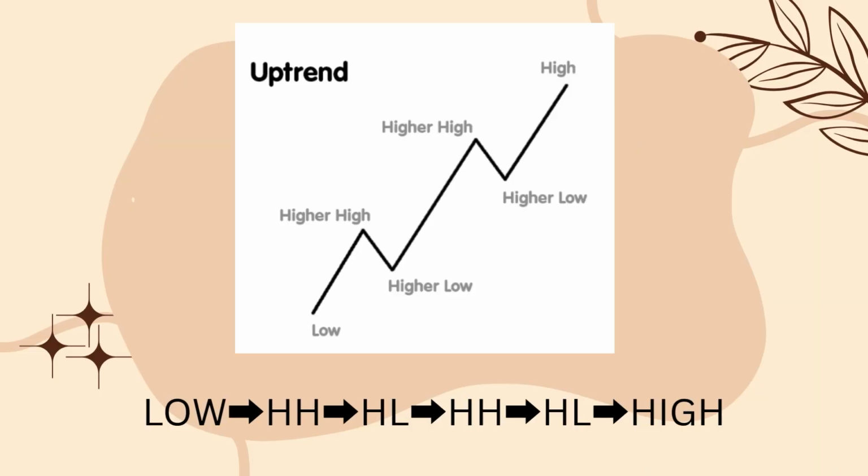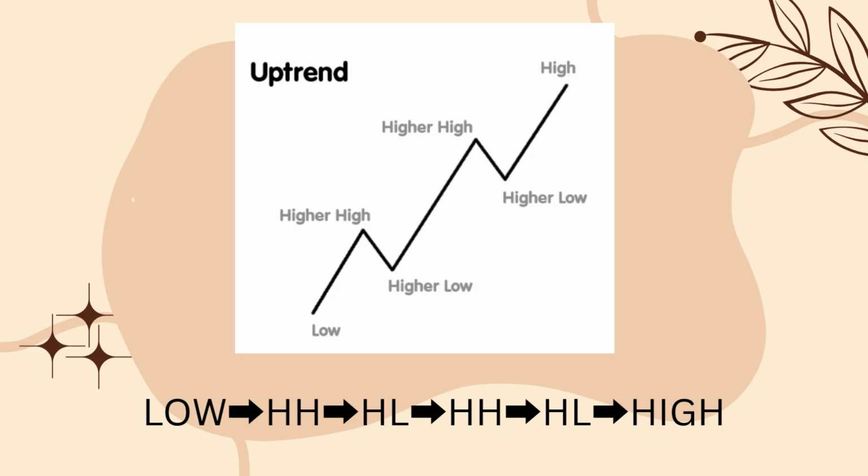Screenshot this, put asterisks by it, however way you need to, even put it on a sticky note and put it on your computer. An uptrend: you're starting with a low, going up to a higher high, higher low, higher high, higher low, all-time high. Write this down and put it on your computer. This is going to be a very easy way for you to identify where price is going.